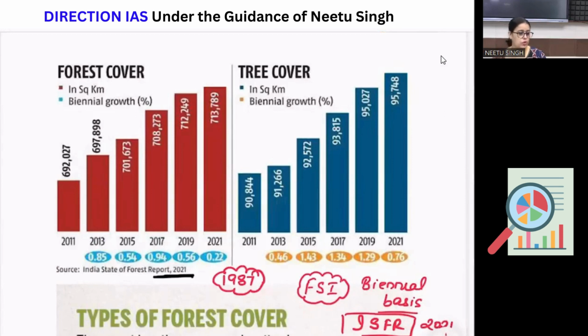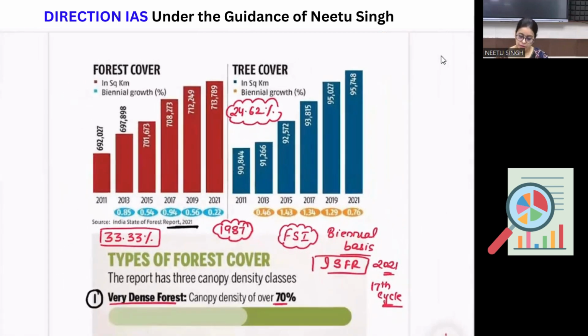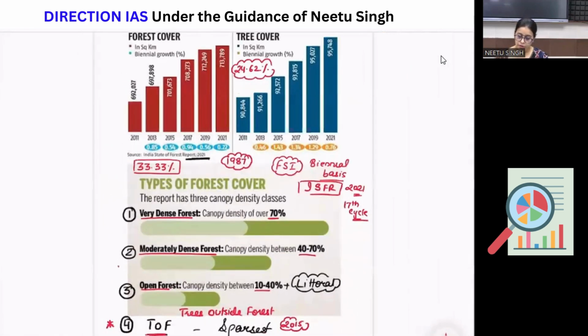और इन दोनों को कंबाइन करके जब आप 17th साइकिल की बात करते हो, then you take up into reference that Indian overall tree and forest cover is comprising 24.62% of the geographical area, and India targets it to be increased to 33.33%. So abhi bhi we are falling short, but we are having the increase in the green cover. I think you have understood it.